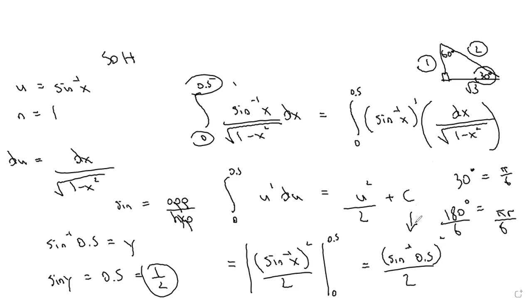So sine inverse of 0.5 is pi over 6. So this is going to be pi over 6 squared over 2. Let me just check. Yep, so far so good. Still running out of room. Let me just erase some of this.